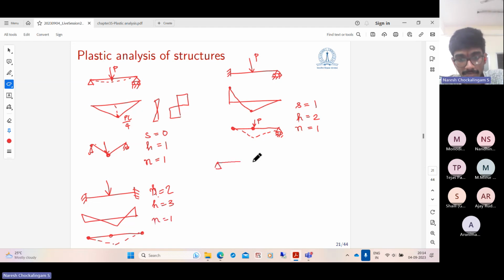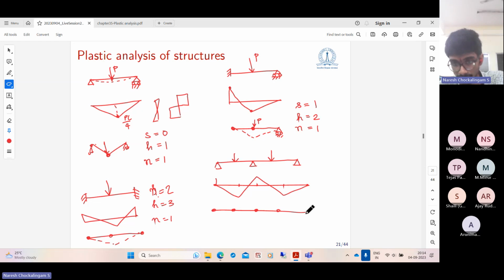On the other hand, if you take a continuous beam like this and subject it to some forces, how many plastic hinges can it form? The bending moment diagram will be 0 here, maximum here, something like this. So it can form plastic hinges here, here, and here. So you can have plastic hinges like this. This is not a plastic hinge, this is a real hinge. So the number of plastic hinges is 3.